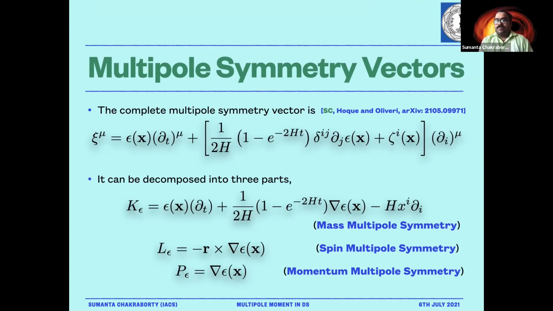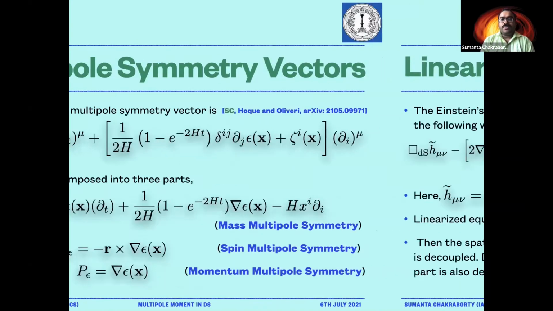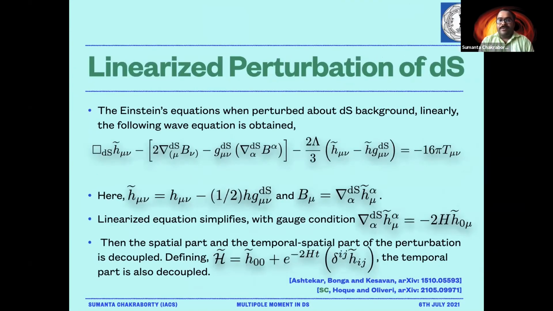So in the context of de Sitter, of course, these are modified. The L and P are not modified because they effectively come from the rotation and translation of the spatial part. And as we discussed, the spatial part of de Sitter is identical to the spatial part of flat space-time. So they are not affected by the Hubble constant or the presence of a cosmological constant. However, the K epsilon, which is the mass multipole symmetry, is indeed affected by the presence of a cosmological constant. Now let us take a different view at this problem.